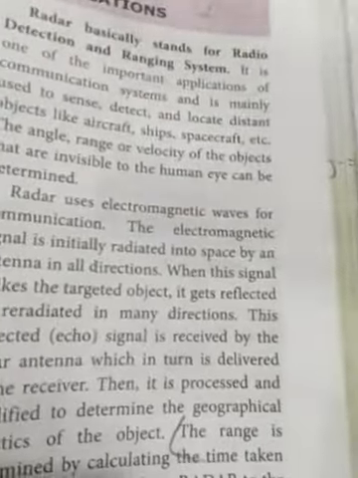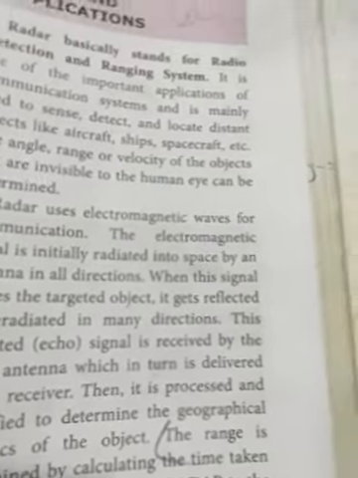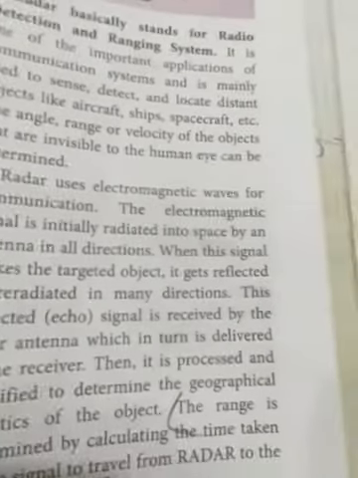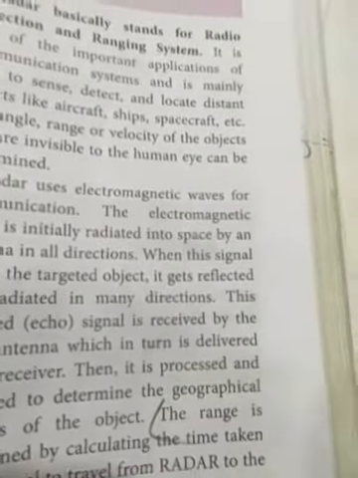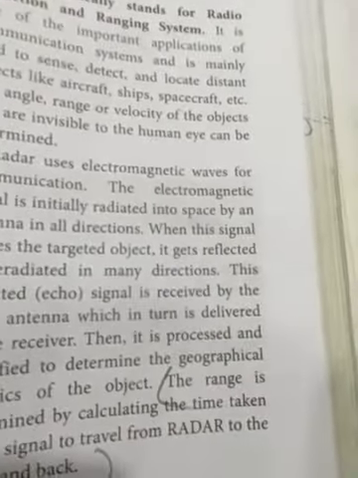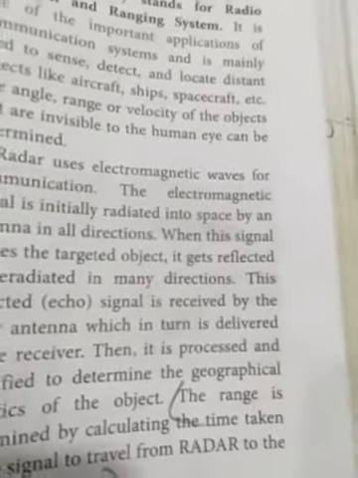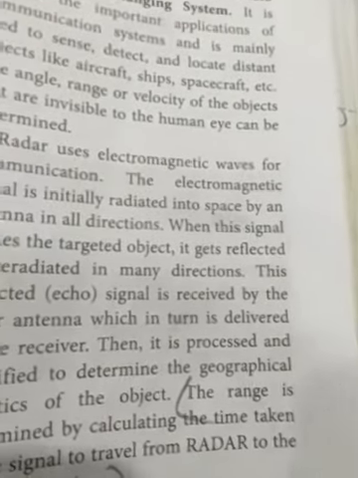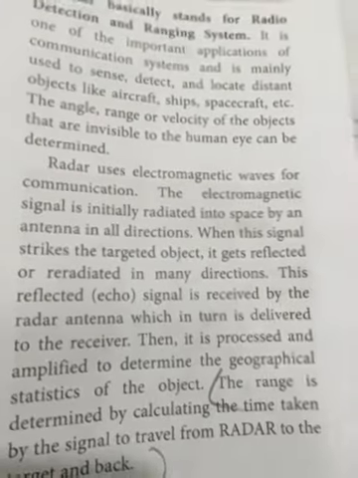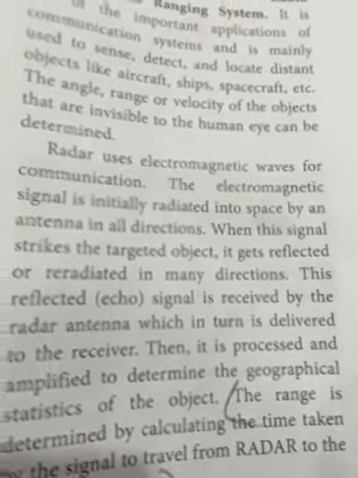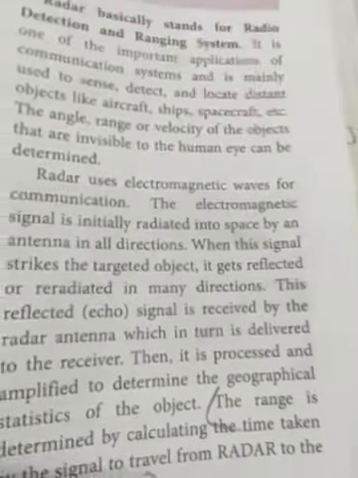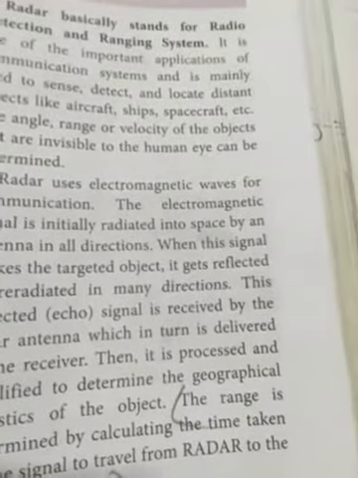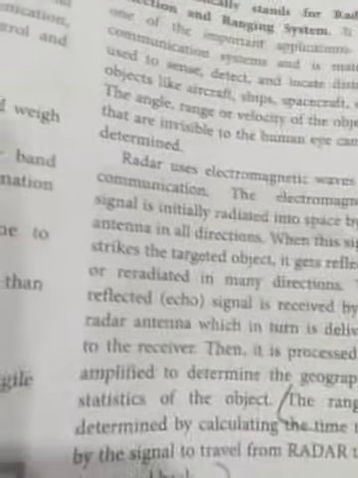So some of the signal is gathered, collected by the radar. Then it is processed and amplified to determine the geographical statistics of the objects. The range is determined by calculating the time taken by the signal to travel from the radar to the target and back. The signal traveling from one place to another helps the radar communication.